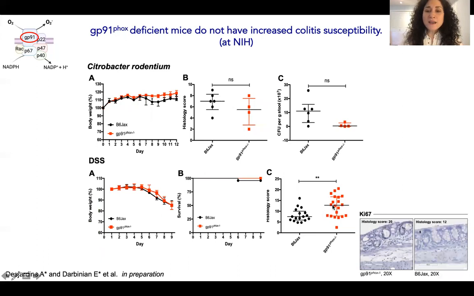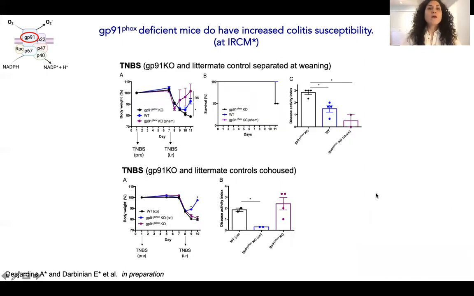We did see an increase in the histology score, however, but when we took a closer look, we saw that this was largely related to increased proliferation of intestinal epithelial cells, likely related to an improved restoration of the intestinal barrier in the context of DSS colitis. When I moved to Montreal, we decided to reevaluate colitis susceptibility in GP91 knockout mice. And we did this using the TNBS model.